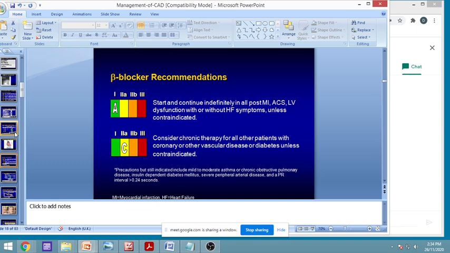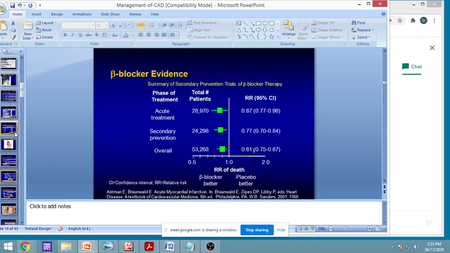So it shows that in angina, whenever started, continue indefinitely in all cases: post MI, acute coronary syndrome, left ventricular dysfunction with or without heart failure symptoms, unless it is contraindicated, then go for this chronic therapy. For all other patients with coronary artery or vascular diseases, with or without diabetes, unless it has been contraindicated. I told you in what cases beta blockers are contraindicated: when asthma-like situations are there, and when beta blockers cannot be tolerated, then we do not give them.